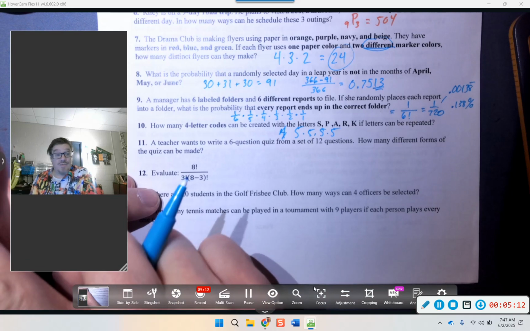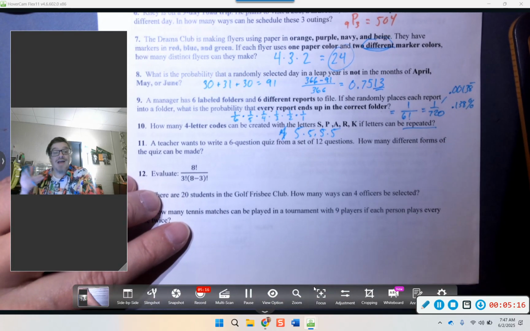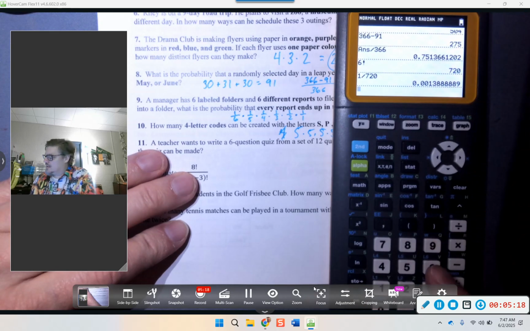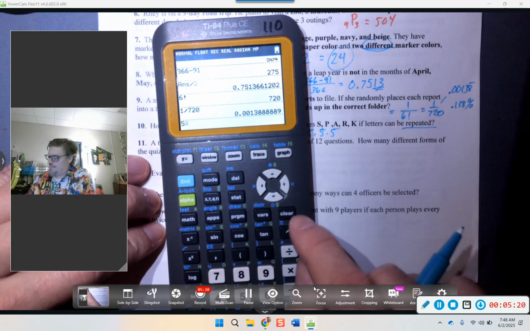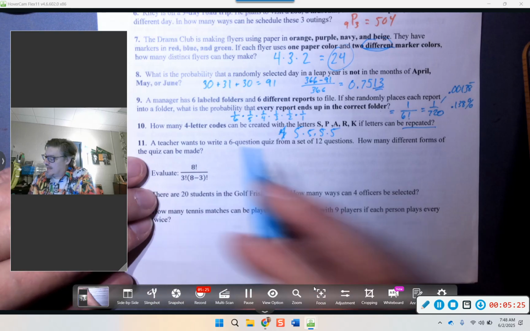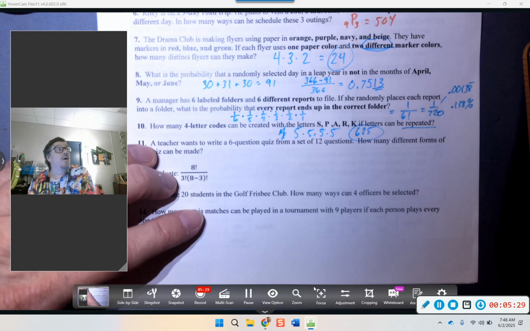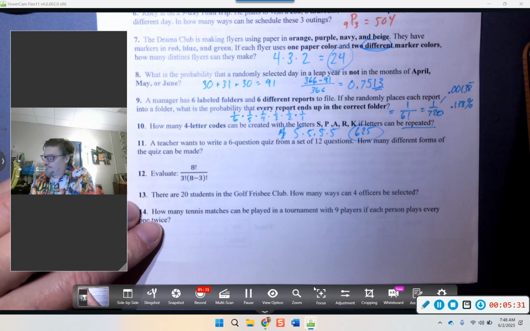So this is not a permutation. It is not a combination because it can be repeated. You're not using up objects. So this is really just 5 to the 4th power, and that's 625. And they just asked how many. I'm sorry, I said 65. 625. And that's that.